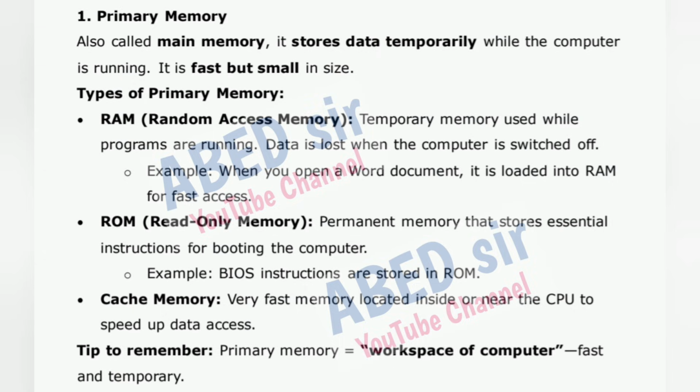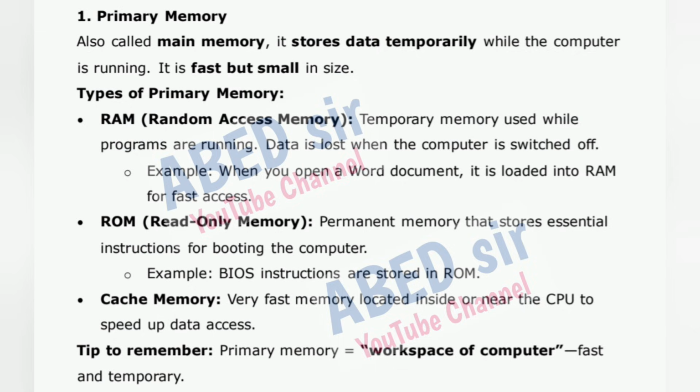ROM, read-only memory, permanent memory that stores essential instructions for booting the computer. Example, BIOS instructions are stored in ROM. Cache memory, very fast memory located inside or near the CPU to speed up data access.